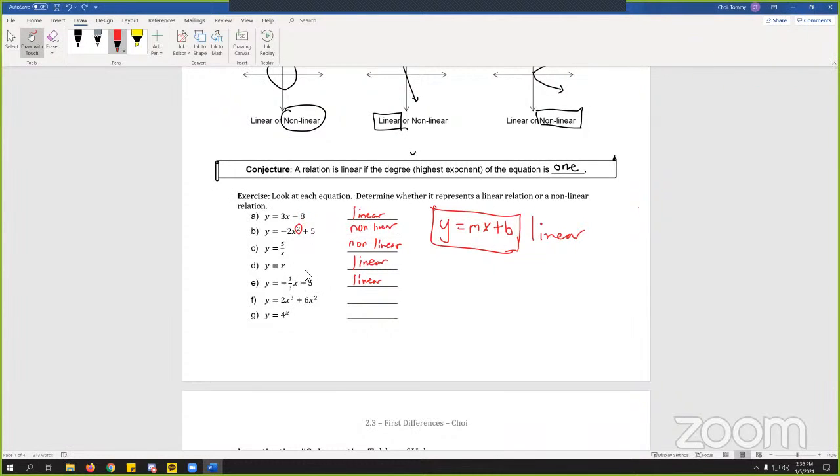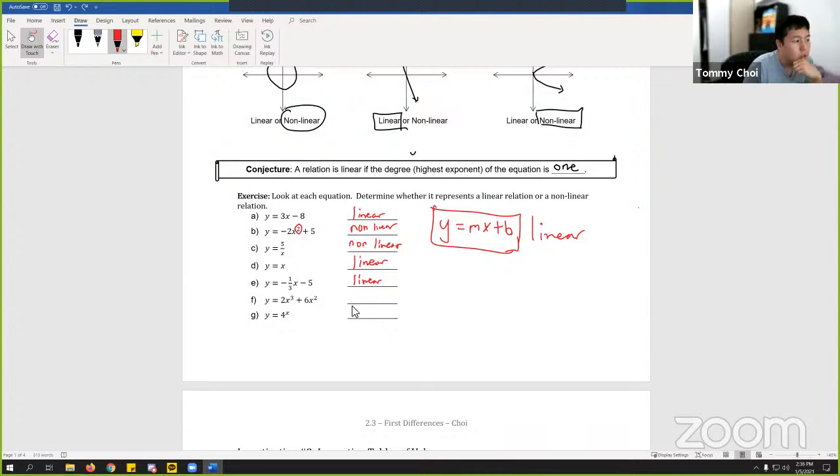All right. Thanks for all that. F, linear, nonlinear? Nonlinear. Very good. This is nonlinear. The highest exponent is 3 when it should be 1. And the last one here, Santiago. Linear, nonlinear?